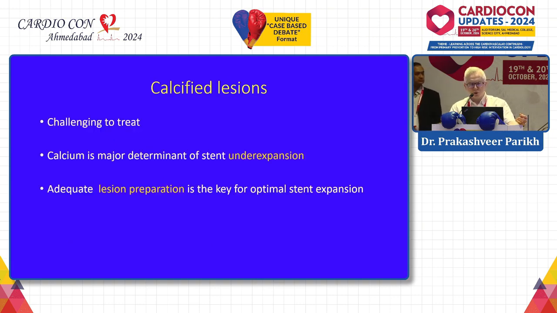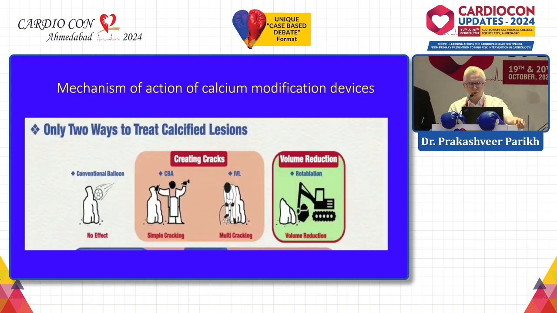So heavily calcified lesions are always challenging, and calcium is a very major determinant of stent underexpansion. Adequate lesion preparation is key for optimal stent expansion. So how do you treat the calcium? In general, there are several calcium modification devices, but basically there are only two ways to treat a calcified lesion. One is to crack the calcium, and the second is volume reduction.